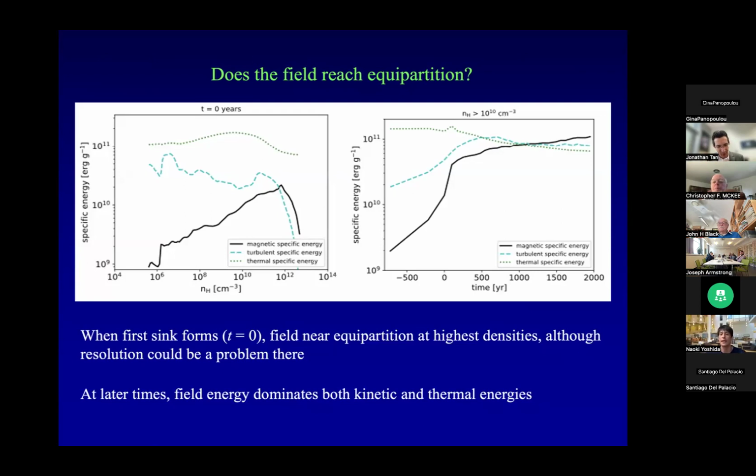Can I just ask a point of clarification then? Is Lazarian saying that the field diffuses? Is this anything to do with reconnection diffusion, or why does flux freezing not happen? Yeah. So in their picture, it is what they call reconnection diffusion.